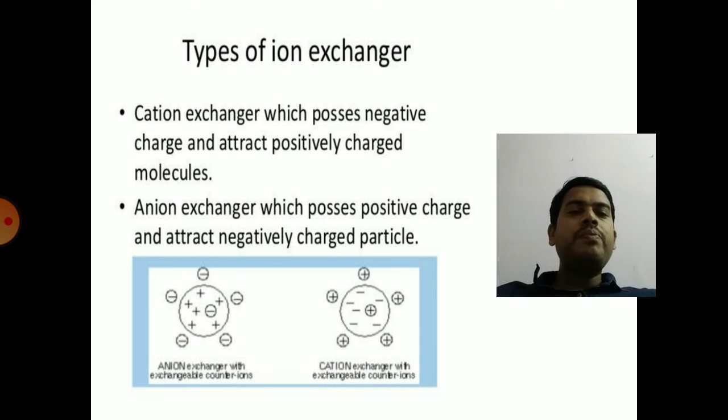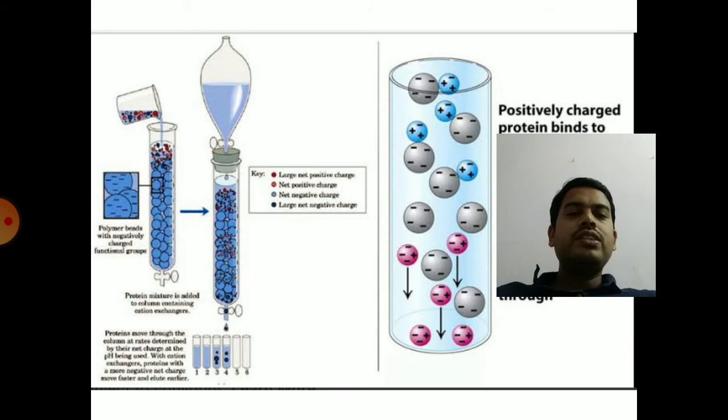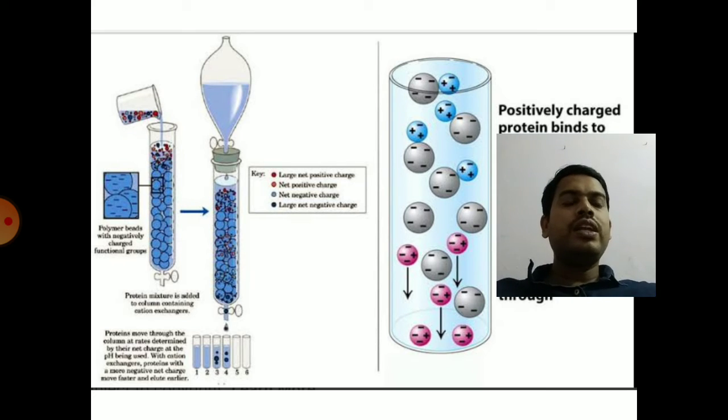So the column here will be packed with either cationic exchanger or anionic exchanger. So this is how you carry out the separation process. If you want to separate a positively charged protein from a mixture of negatively charged proteins, then you use cationic exchanger. If you want to separate a negatively charged protein from a mixture of positively charged proteins, then use anionic exchanger. So you pack the column based on the requirement of your experiment with either cationic exchanger or anionic exchanger.